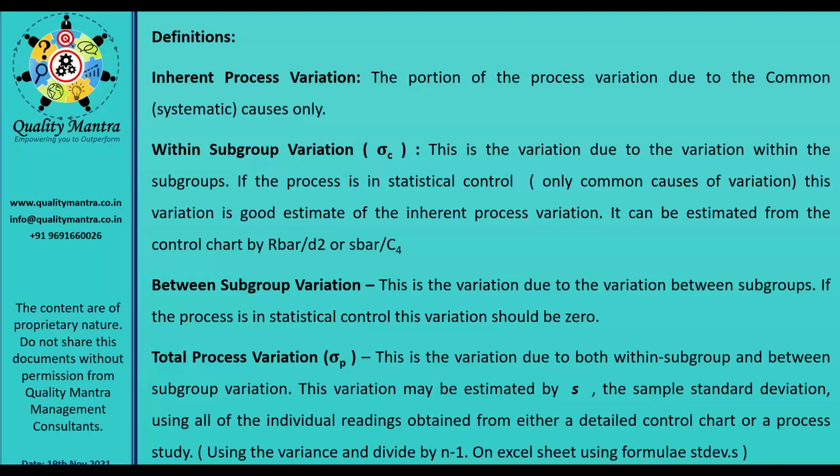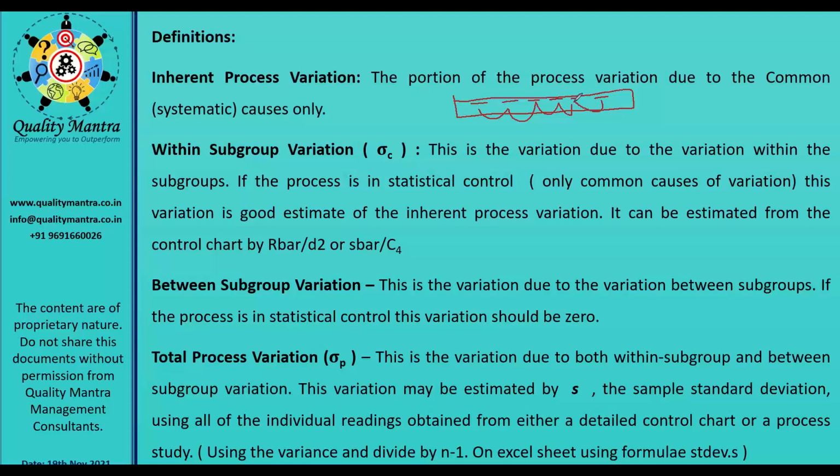This variation is because of the variation within the subgroup. What do you mean by within the subgroup? We have seen subgroups with various sizes, like a subgroup with 6 data points. The variation within this subgroup, the variation within this data, is called within subgroup variation.